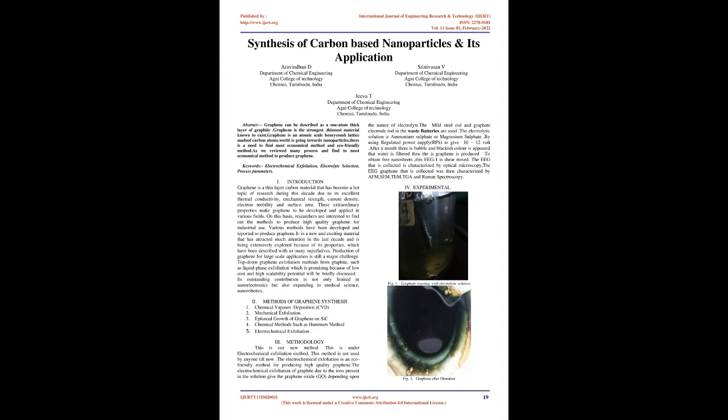The electrochemical exfoliation of graphite, due to the ions present in the solution, gives graphene oxide, GO, depending upon the nature of the electrolyte. A mild steel rod and a graphite electrode rod from waste batteries are used. The electrolytic solution is ammonium sulfate or magnesium sulfate. A regulated power supply, RPS, gives 10-12 volts. After a month, bubbles and a blackish color appear; the water is filtered, and then the graphene is produced.